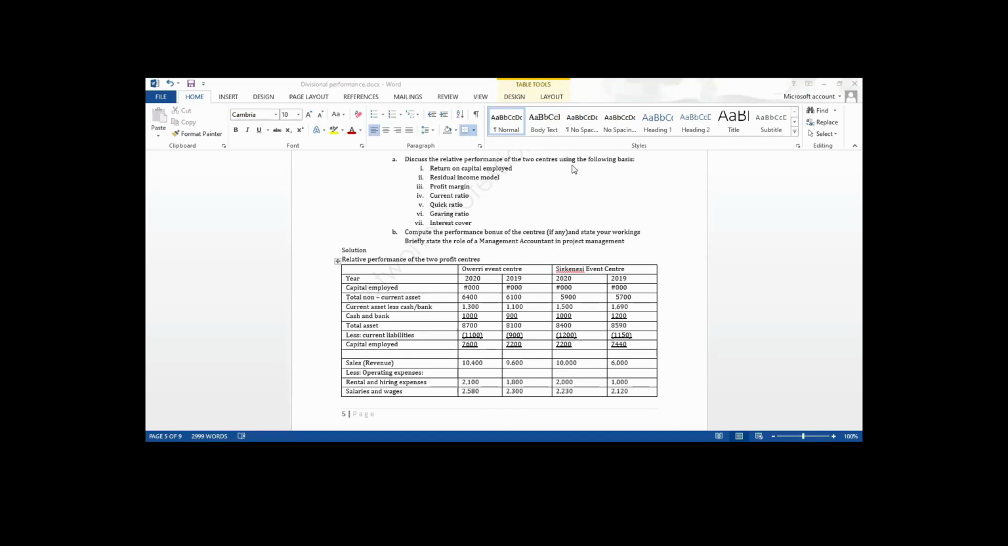Please confirm you have gotten the capital employed. Confirm, all figures correct. Okay, you have gotten the capital employed. You can now come to calculate your profit before interest and tax.